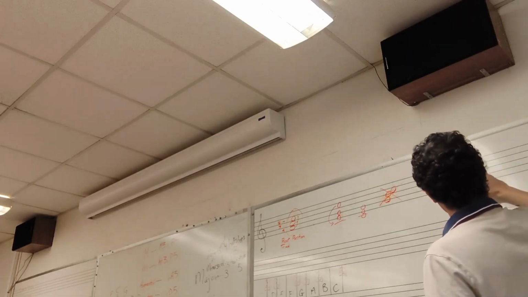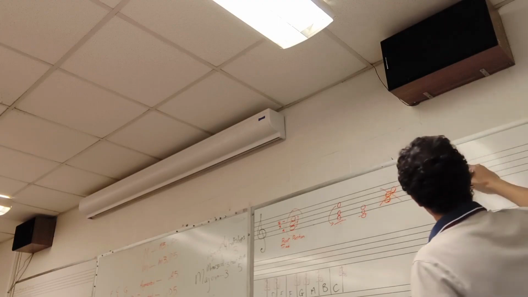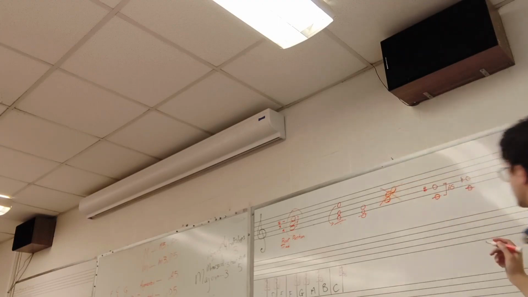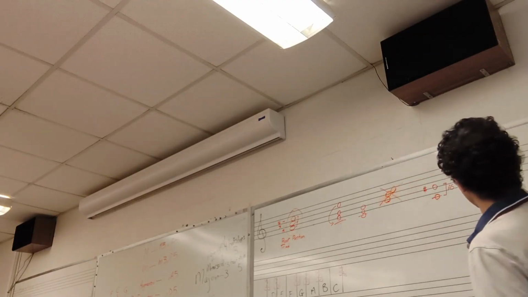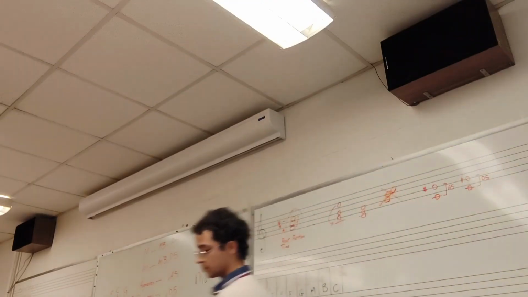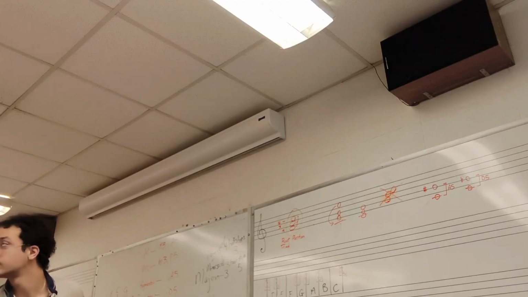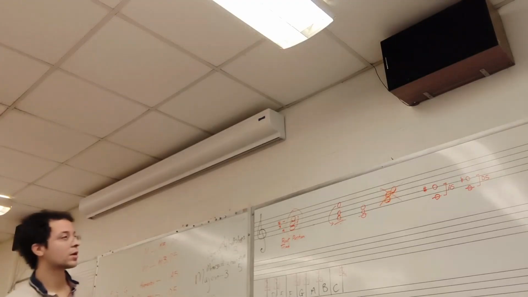Same thing with diminished fifth. We have the perfect fifth, and we lower it a half step, right? That's a diminished fifth, D5. So again, this is perfect fifth, diminished fifth, okay?